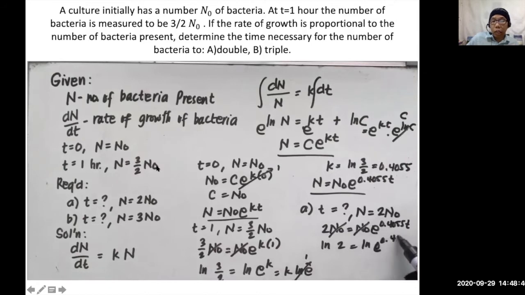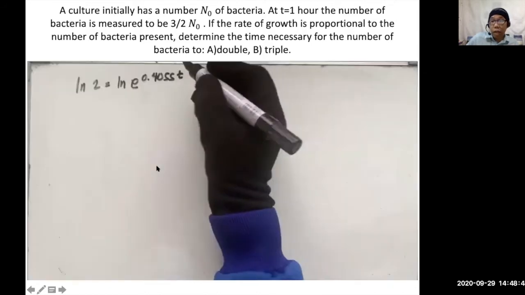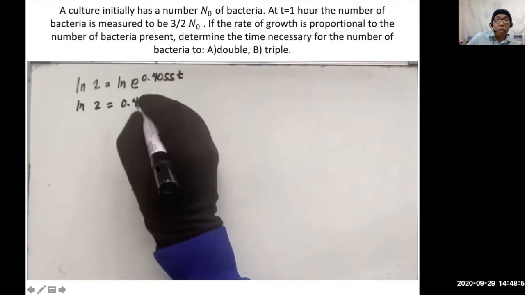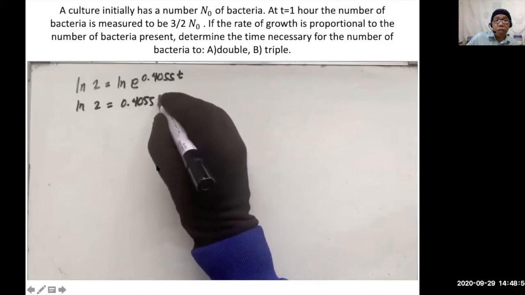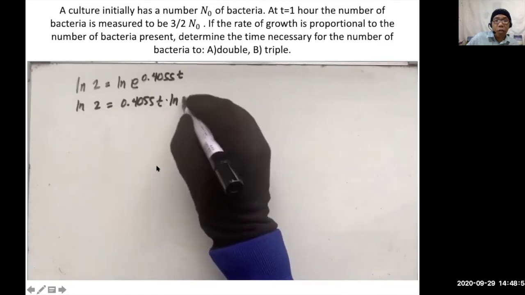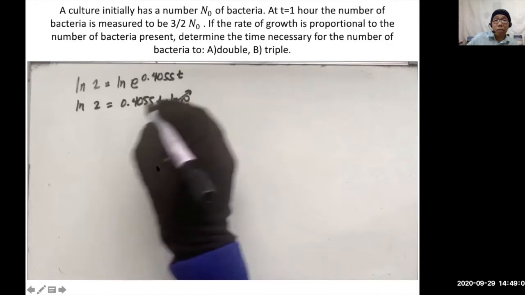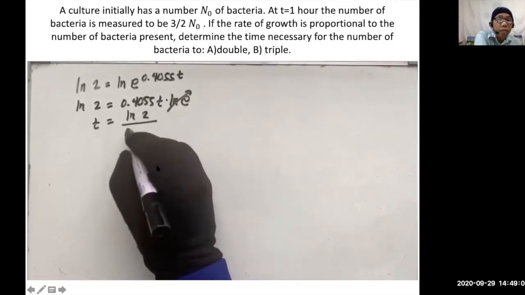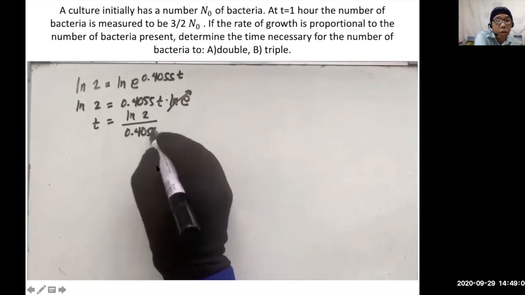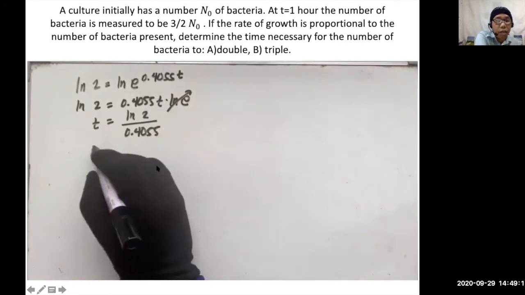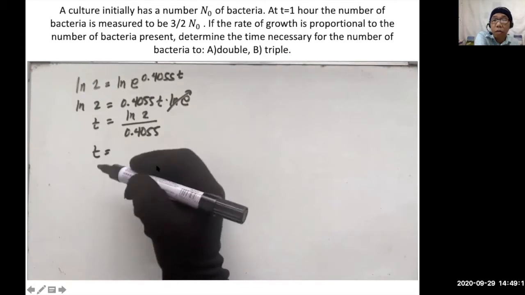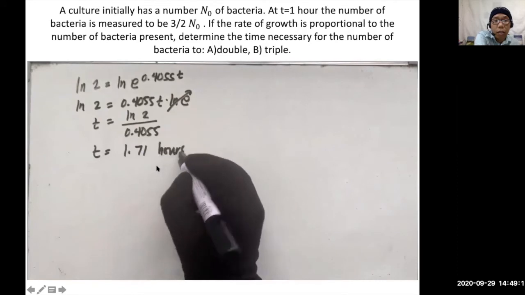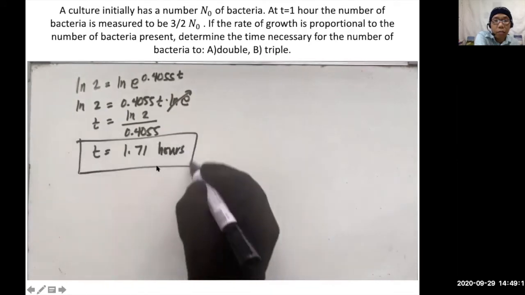So why do we do this? For us to be able to solve for time. Now we copy again, ln of 2 equals ln of e raised to 0.4055t, or we can rewrite that into 0.4055 times t times ln of e, and ln of e is equal to 1. Now we can determine the time, which is ln of 2 divided by 0.4055. As we have the time at which the number of bacteria will double, and that is equal to 1.71 hours.